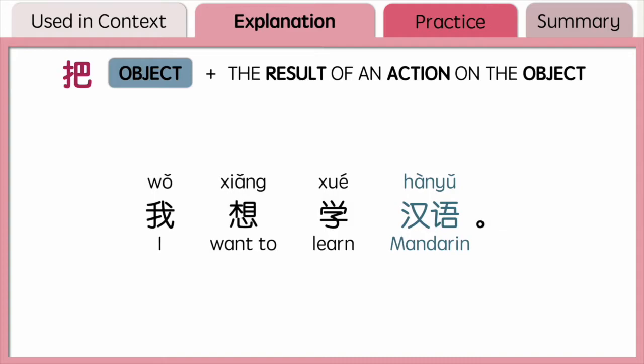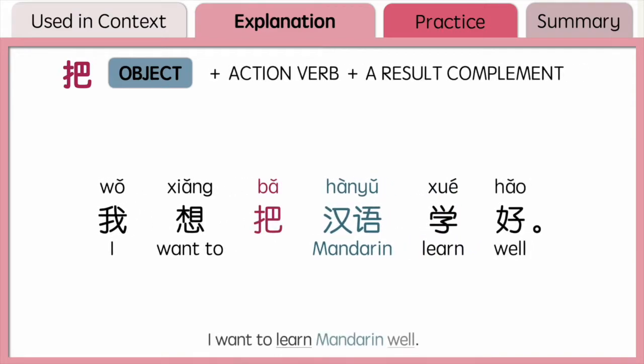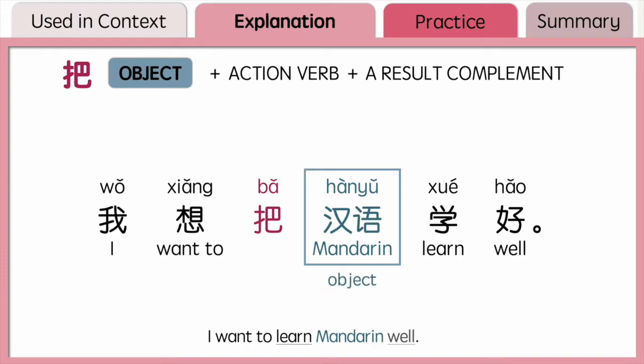我想学汉语. Note that without ba, this sentence doesn't indicate any details or the result of the action verb 学. It just means I want to learn Mandarin. 我想把汉语学好. I want to learn Mandarin well. When you move the object forward, and then place the action verb and the result complement after, you get a ba construction. Let's see what the subject wants to do to the object 汉语. Well, it says that the subject wants to learn it well.